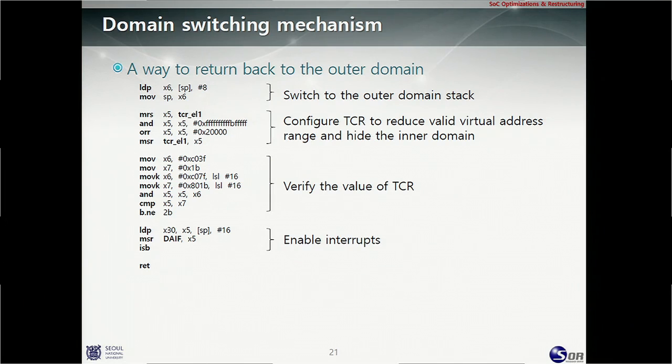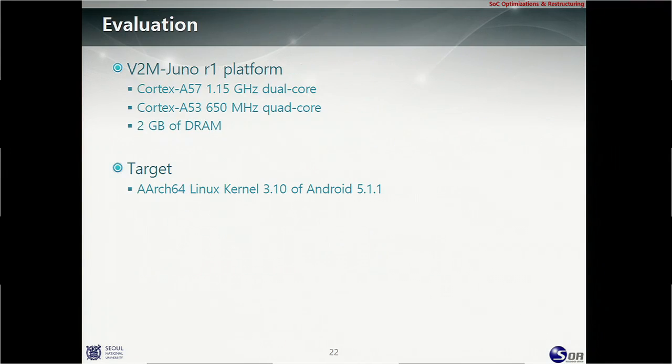It first replaces the stack pointer with the outer domain's and restores TCR to hide the inner domain again. And subsequently, it checks whether TCR is configured as intended and enables interrupts, and finally returns to the outer domain.